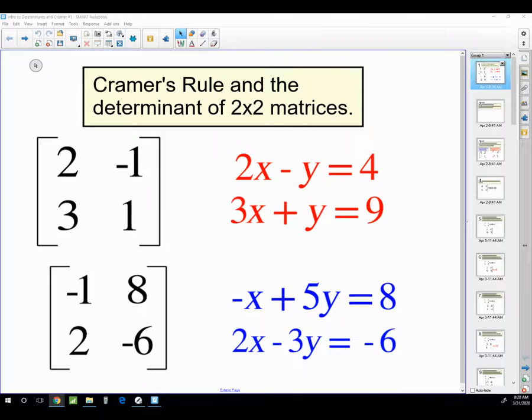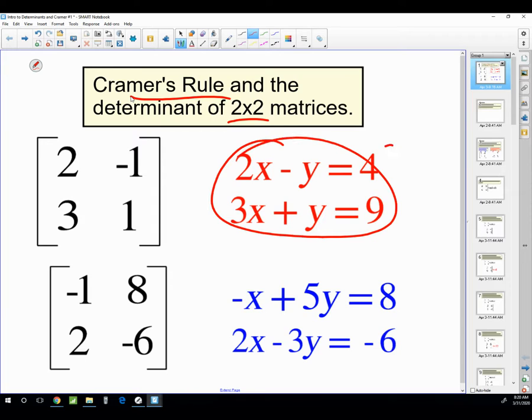But hey guys, we got a lot to do today, so I'm going to go through some of this quick. We're looking at Cramer's rule again and 2x2 matrices this time. Keep in mind that Cramer's rule works in standard form. Standard form, not slope-intercept form, not any other form.